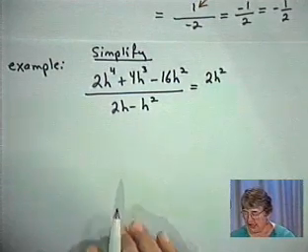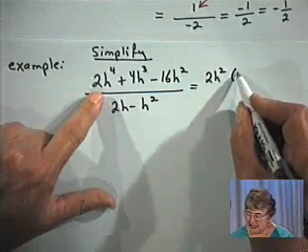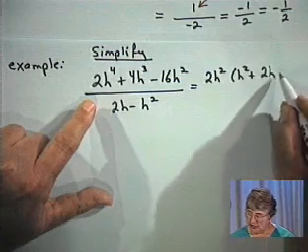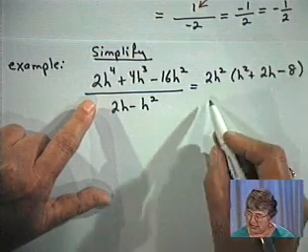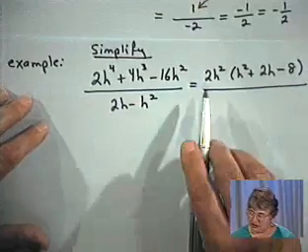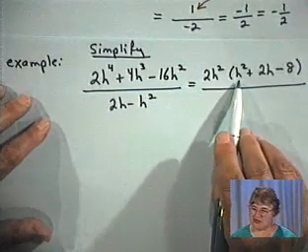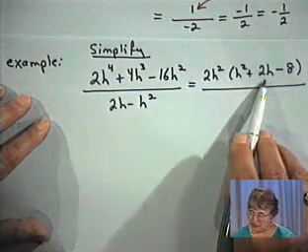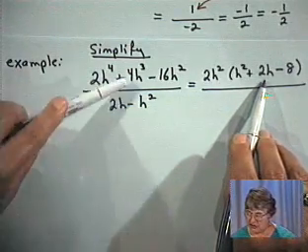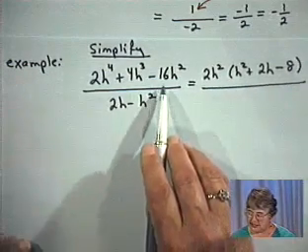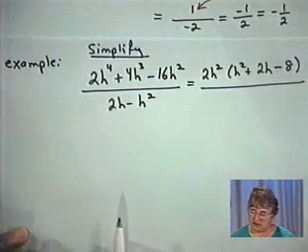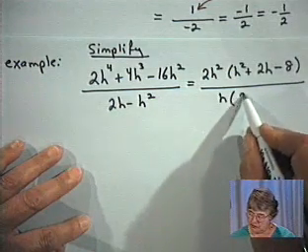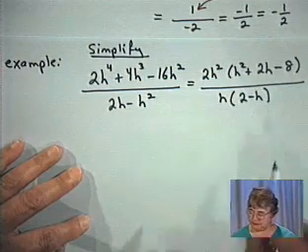When we factor that out, we're going to be left with h squared for the first term, 2h for the second term, and a negative 8 for the third term. Check your work, or check my work in this case. 2h squared times h squared is 2h to the 4th. 2h squared times 2h is 4h cubed, and 2h squared times a negative 8 is a negative 16h squared. So that checks out. Now, in the denominator, we have a common factor of h, and so we're going to be left with 2 minus h.